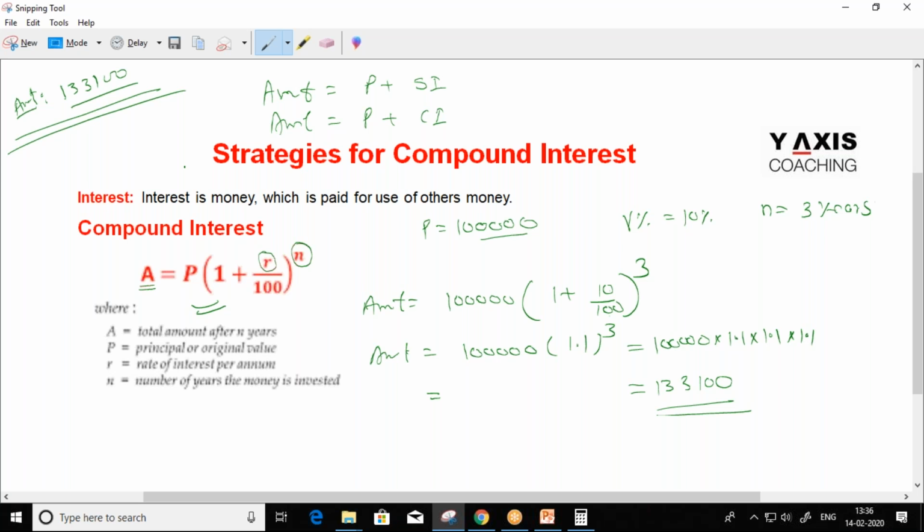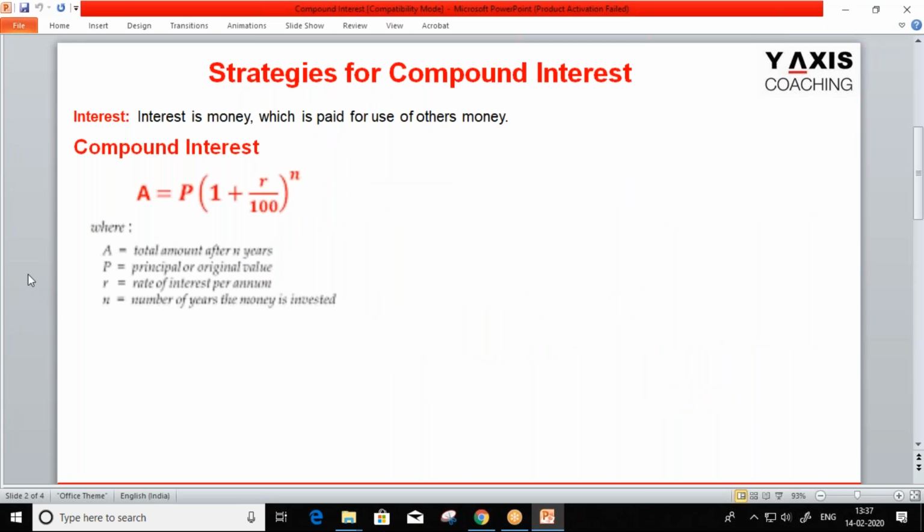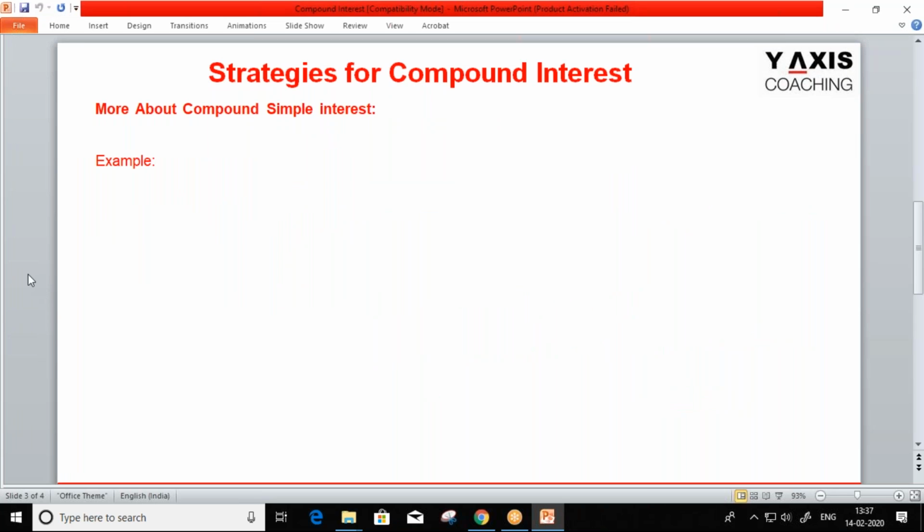Even if he asked for 10 years, it doesn't matter, in one shot we can multiply 1.1 into 1.1 10 times and we get the answer. But if you go with the concept of simple interest, it will take a long time. So this approach we found easier, and I'm sure this is clear to everyone. Keep watching more videos, keep learning basic concepts of this. And this is the example we have taken.